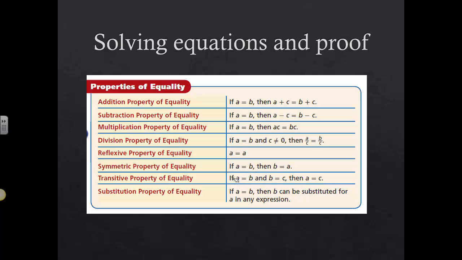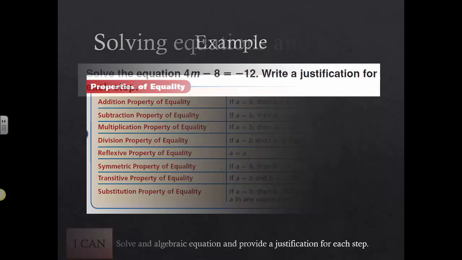The transitive property is if A equals B and B equals C, then A equals C. That's very similar to the law of syllogism. And lastly, the substitution property, which says if A is equal to B, then B can be substituted in for A in any expression. So let's see how this will come into play in our algebraic proofs.